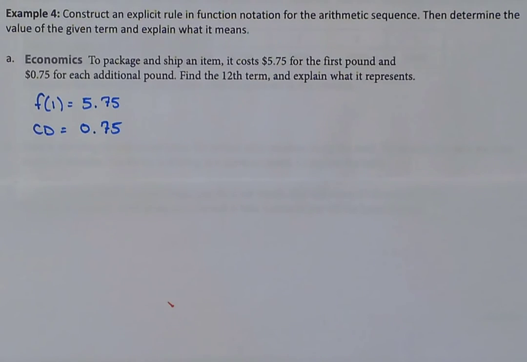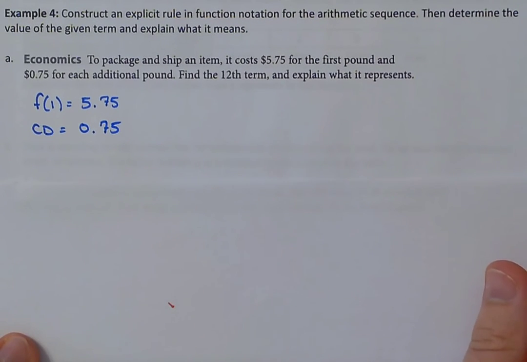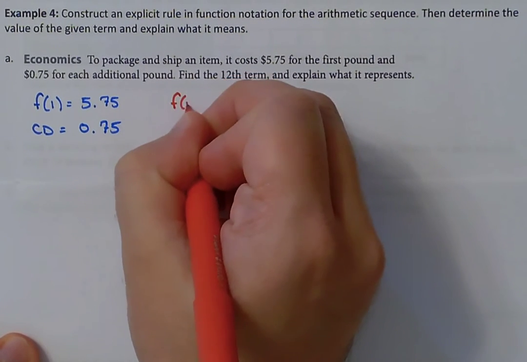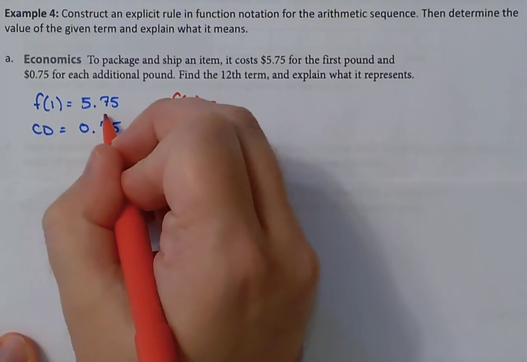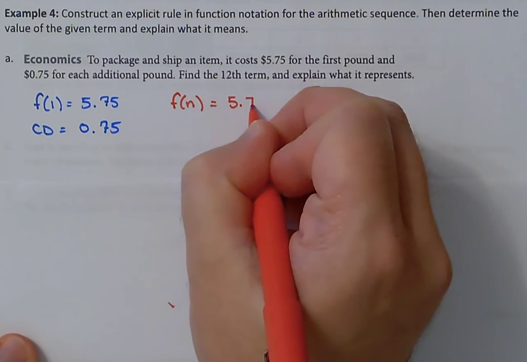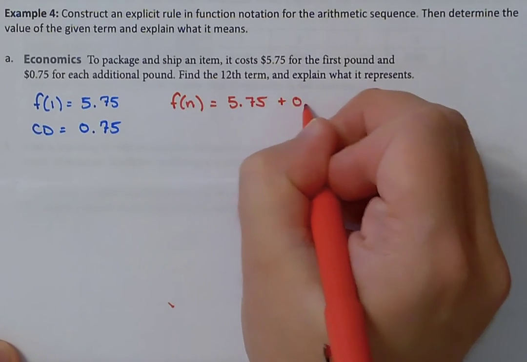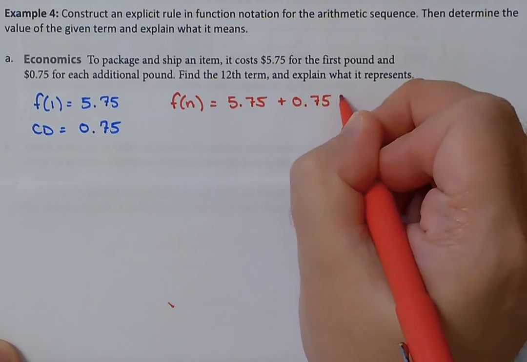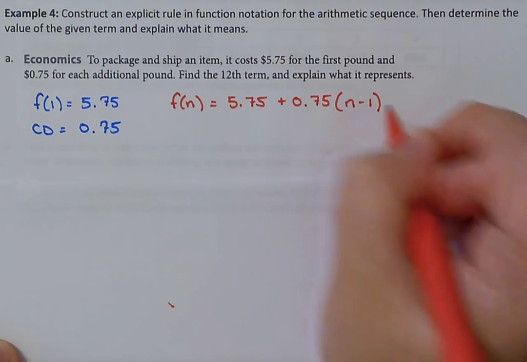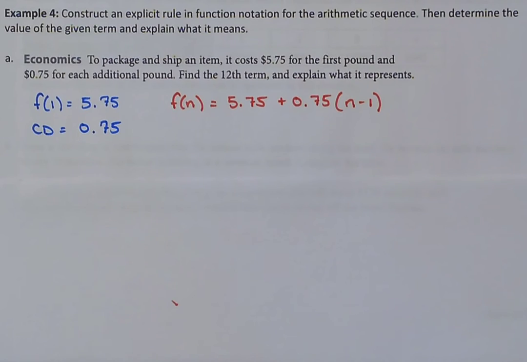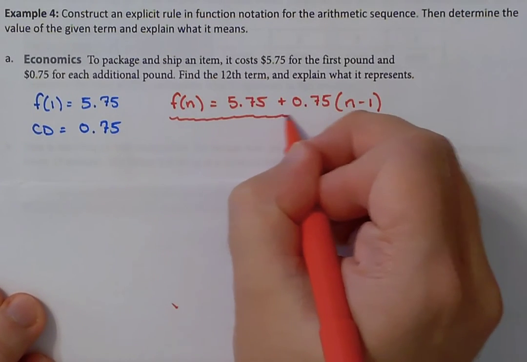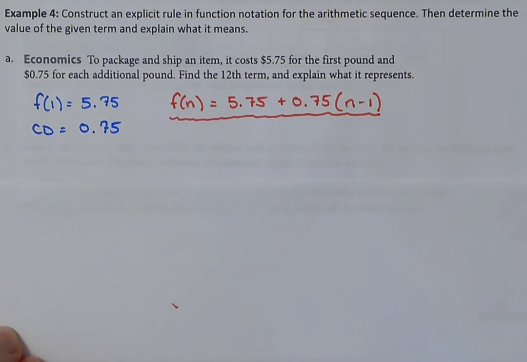So now that I have figured out my first term and my common difference, we're going to go through and write our explicit rule, which is going to be f of n equals, start with your first term, so 5.75, plus your common difference, so 0.75, and then n minus 1. So this is my explicit rule for this situation.